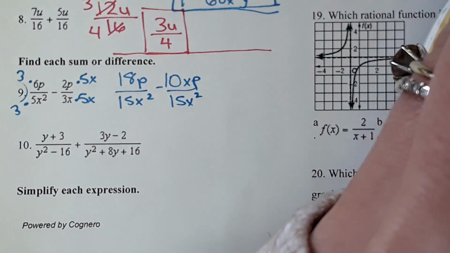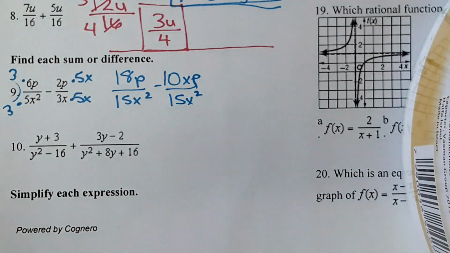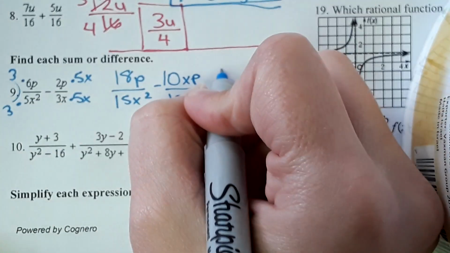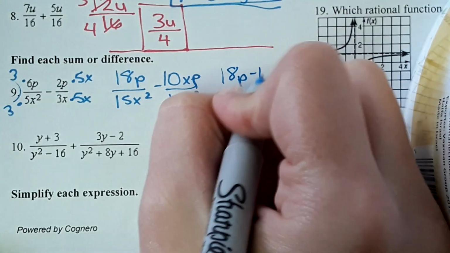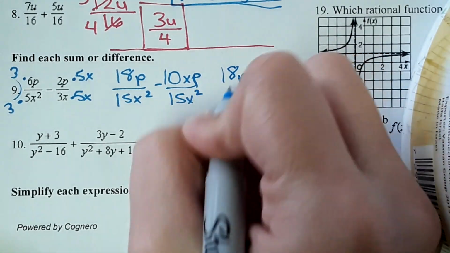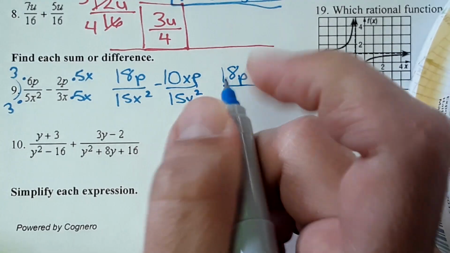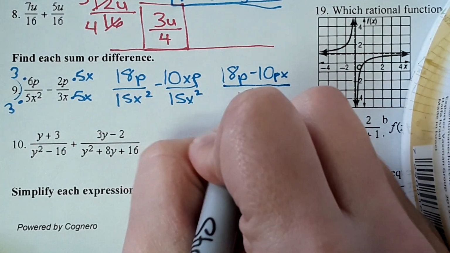Did you say px, or does it have to be? It doesn't matter, yeah. I guess px may be better. 18p minus 10px over 15x squared. Normally it is in alphabetical order, so you're good.